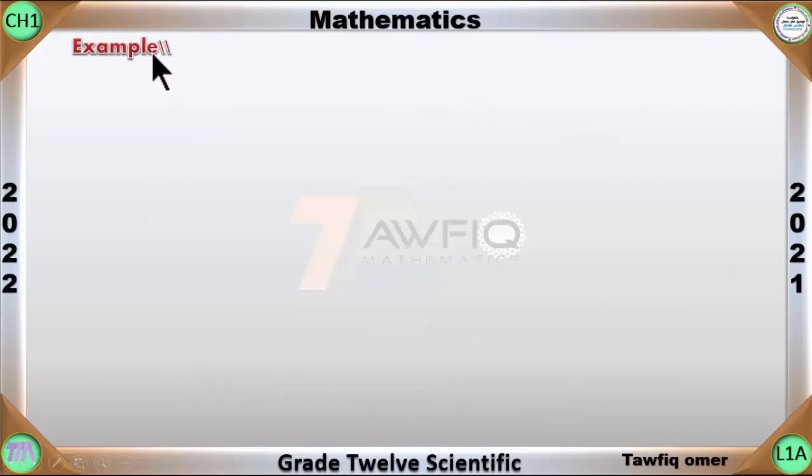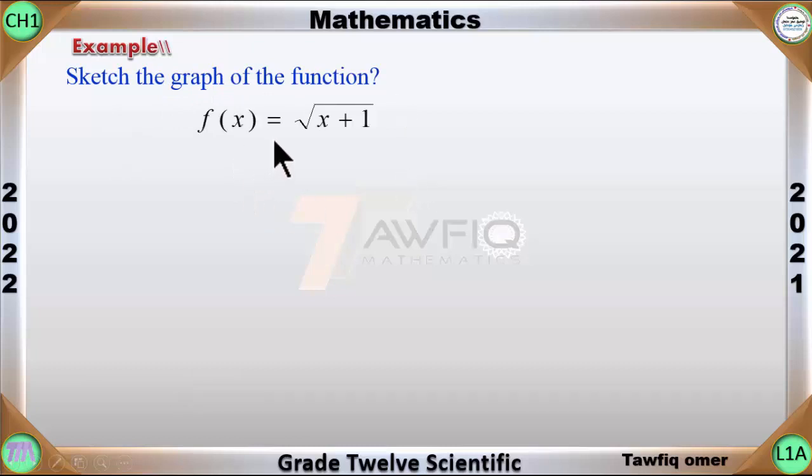Example: sketch the graph of the function f(x) equals square root of (x plus 1). You can see the sign of x is positive and the sign of the square root is positive too. Then the graph will start at (h, k) and go to the right and up, like this. This is the graph of the function.